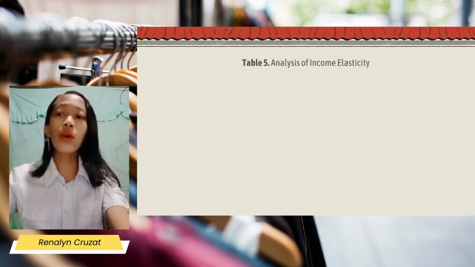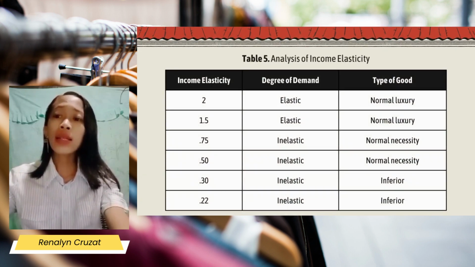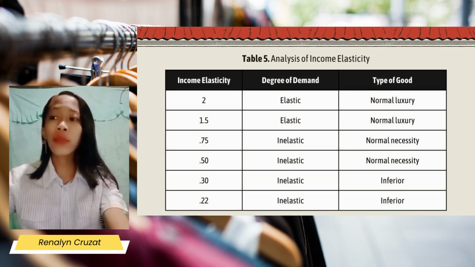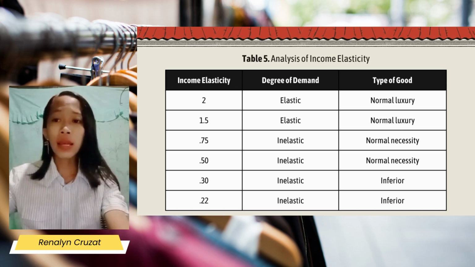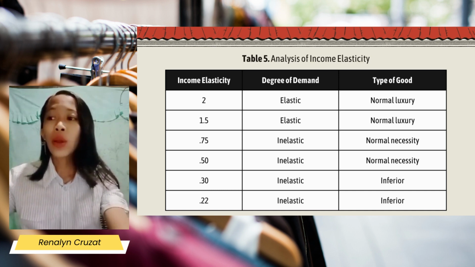So, dito may table, analysis of income elasticity. Income elasticity, degree of demand, type of goods. So, yung sa income elasticity, ang nakalagay ay 2. Ang degree of demand niya ay elastic. Ang type of good naman niya ay normal luxury. Then, income elasticity ay 1.5. Degree of demand is elastic. Type of good, normal luxury.